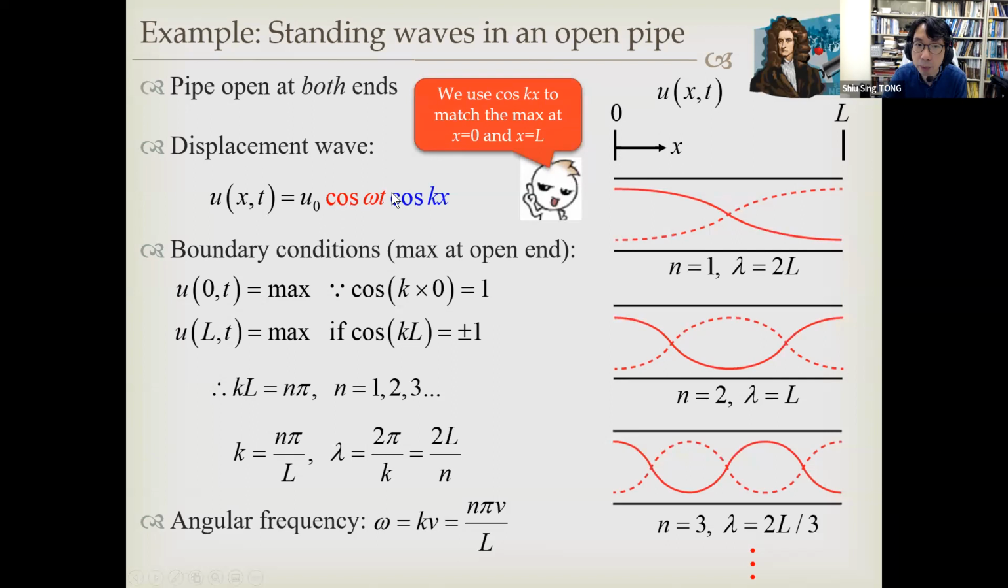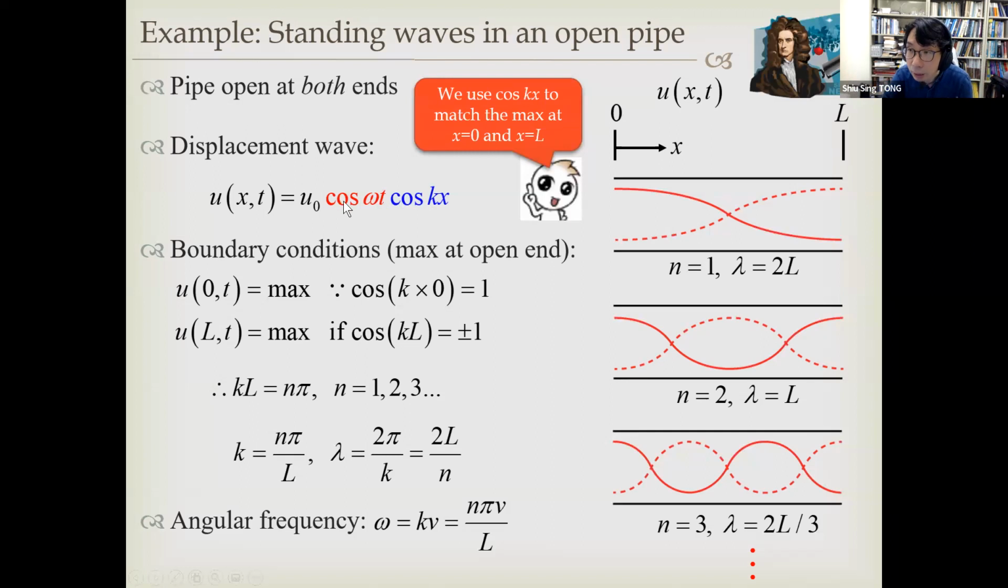We think that the displacement wave can be matched by such a standing wave, cosine omega t cosine kx. Now, provided that omega over k is equal to the wave speed of sound in air, then this solution will satisfy the wave equation. We have seen that the standing wave solution also satisfies the wave equation. The standing wave solution is just a superposition of two waves with the same frequency traveling in opposite directions. So they of course satisfy the wave equation. But that is possible only when omega over k is equal to v.